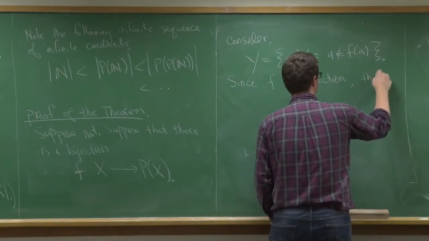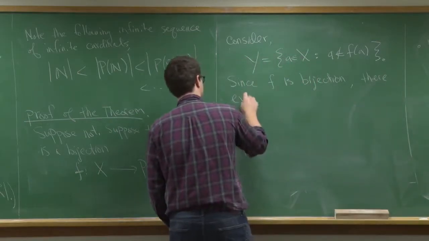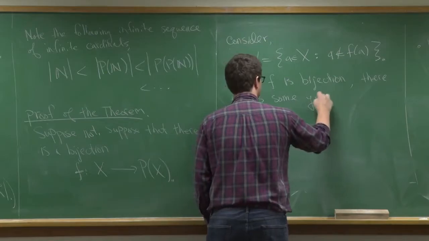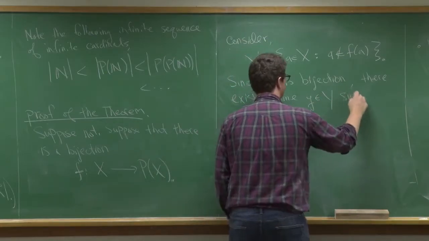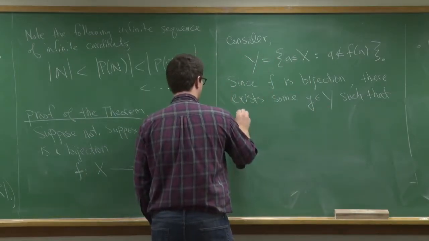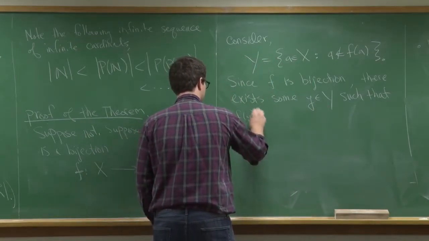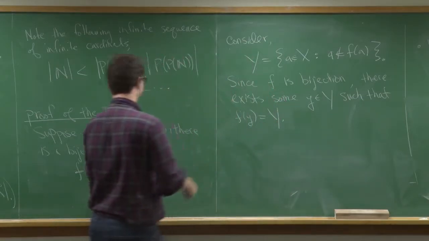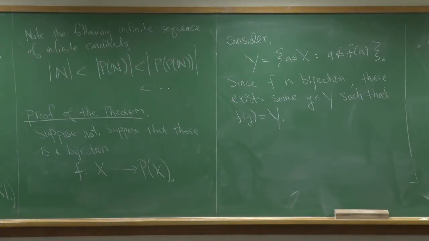We're supposing that this is true. There exists some y such that f of y is equal to Y, because this is one of the things in the power set. It's a subset of X, right? And we suppose that it's a bijection, so there should be something that maps to it. All right, so let's look at this.